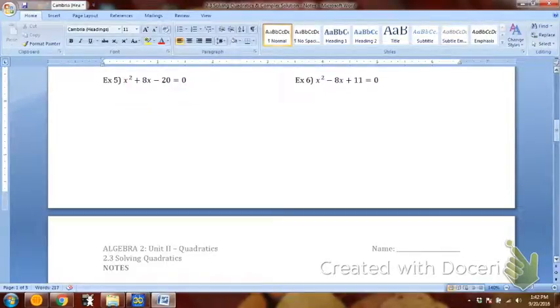All right. On example 5. Quentin, what factors did you choose for number 5? Thank you, Quentin. 10 and negative 2. Now, some of you are splitting the middle, which is fine. You can also take the shortcut and just set up your parentheses since your a value is 1.